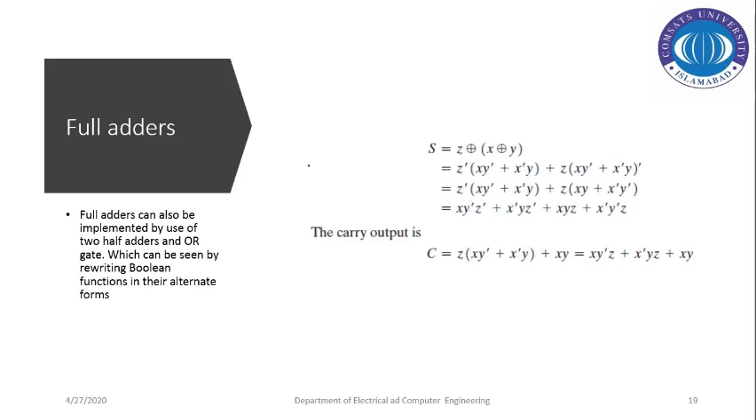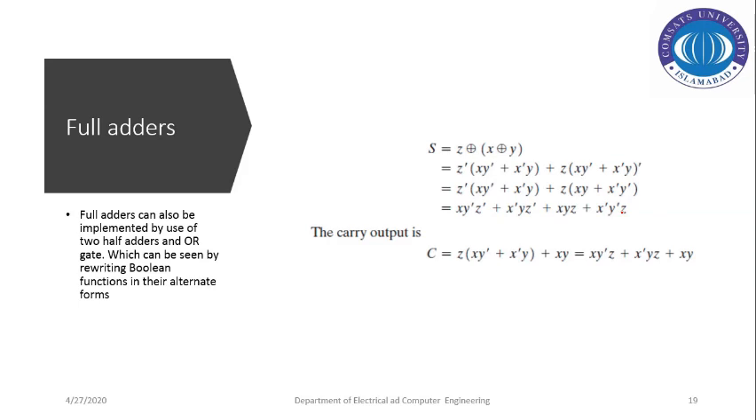The important thing is that we can implement the circuits in the base form or the simplified form, or sometimes it's possible to convert those Boolean functions into their alternate forms. For example, if you see the expression for the sum, the first term is x and y prime and z prime, the second term is x prime and y and z prime, the third term is x and y and z, and the fourth term is x prime and y prime and z. These are the four main terms that are extracted from the truth table.